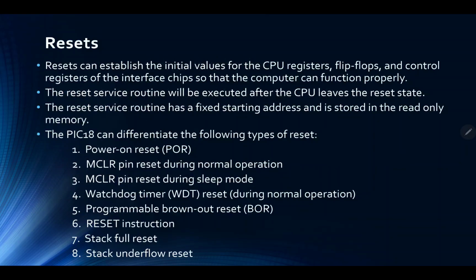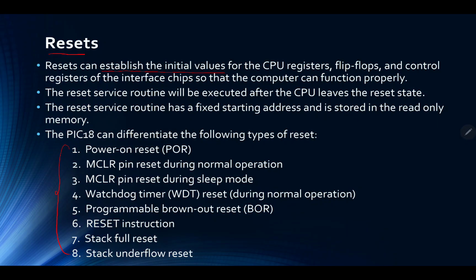So one example of non-maskable is reset. When you reset a microcontroller, this is non-maskable. When you press the reset button, it will reset and establish back the initial values for the CPU register, flip-flops and all the registers.